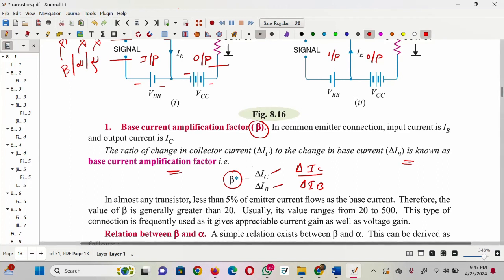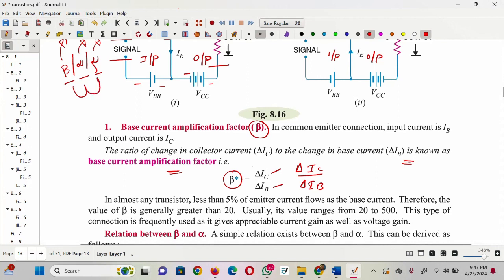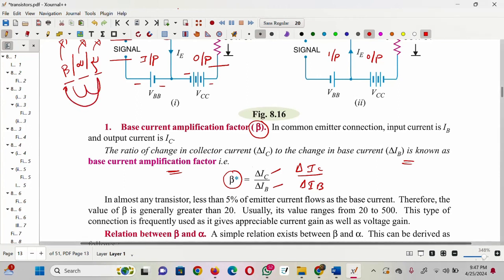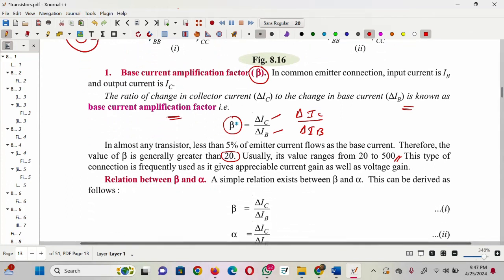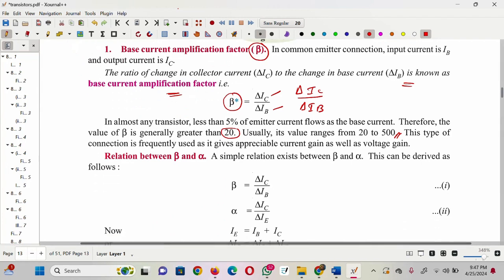So what is the relation between beta and alpha? Already I told you, the common base and common collector are very important. What is the relation between beta and alpha, and gamma and beta? So we have to learn everything. Usually beta is generally greater than 20, and the value ranges from 20 to 500. While we are solving a problem, they will give the beta value at the time of solving.